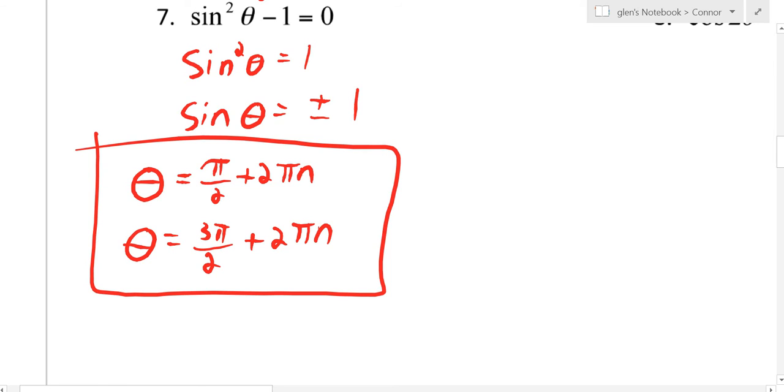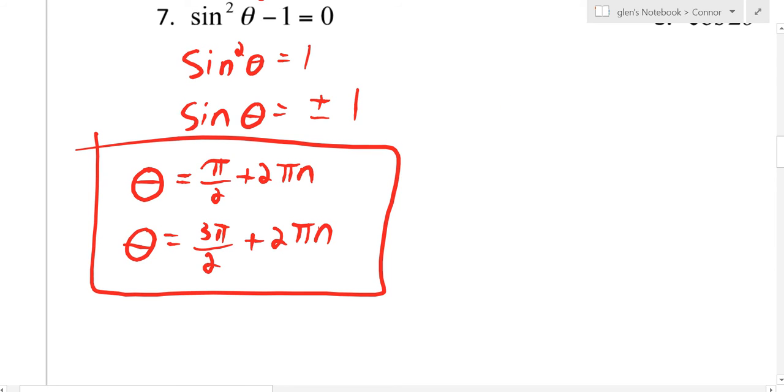Why? Because on the unit circle, sine is the y value. You can also think of what the graph of sine looks like. Remember sine goes up and then down, then back up again? It hits 1 here at pi over 2. This is pi, 3 pi over 2, 2 pi. Okay? But that really all just comes from the unit circle.